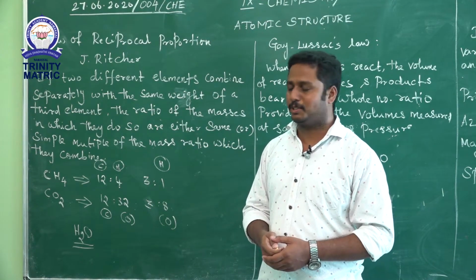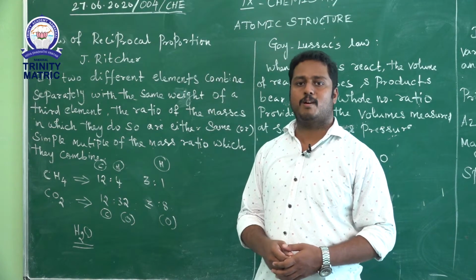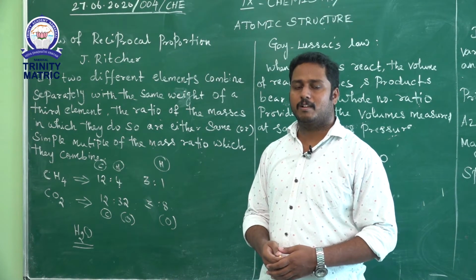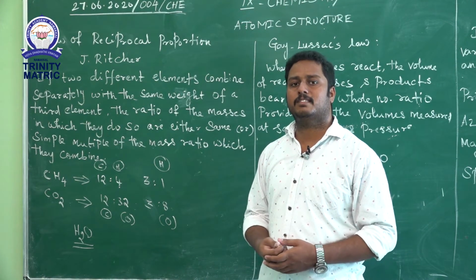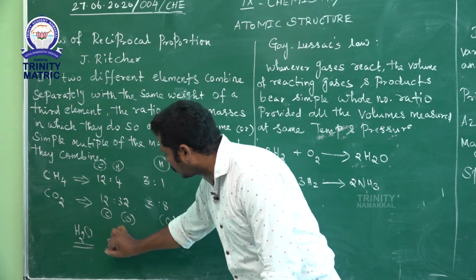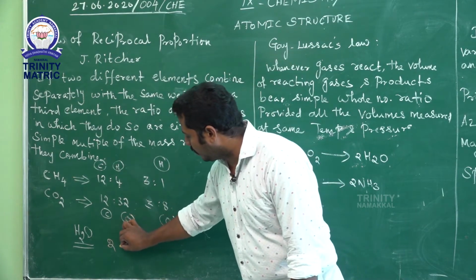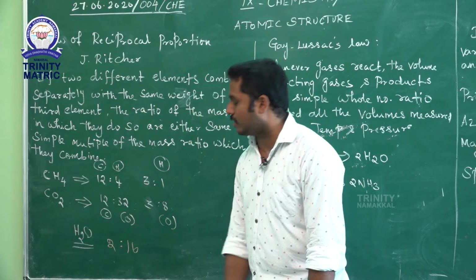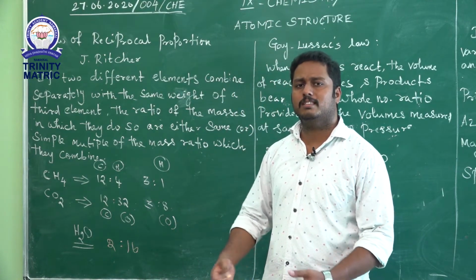multiples of the ratio. Assume water, the molecular formula is H2O. How many hydrogens are there? We have 2 hydrogens. What is the mass of the hydrogen? 1. So totally 2 hydrogens are there, so 2. Oxygen mass is 16. So 2 is to 16. Hydrogen and oxygen combined in the ratio of 2 is to 16. What is the simple ratio?